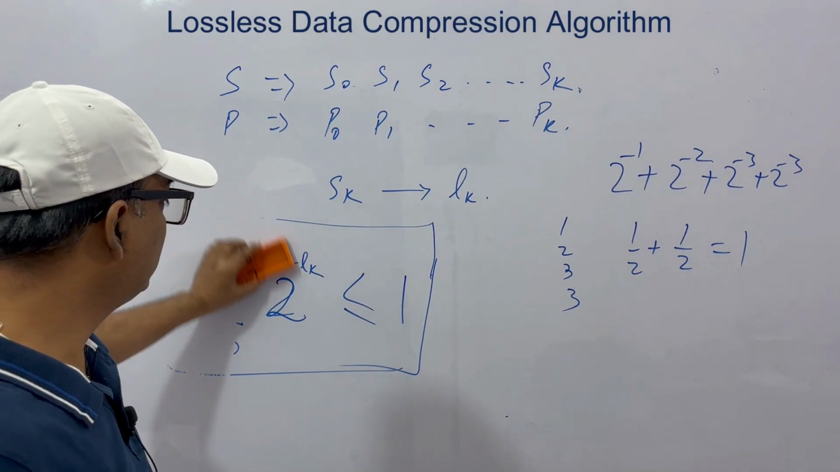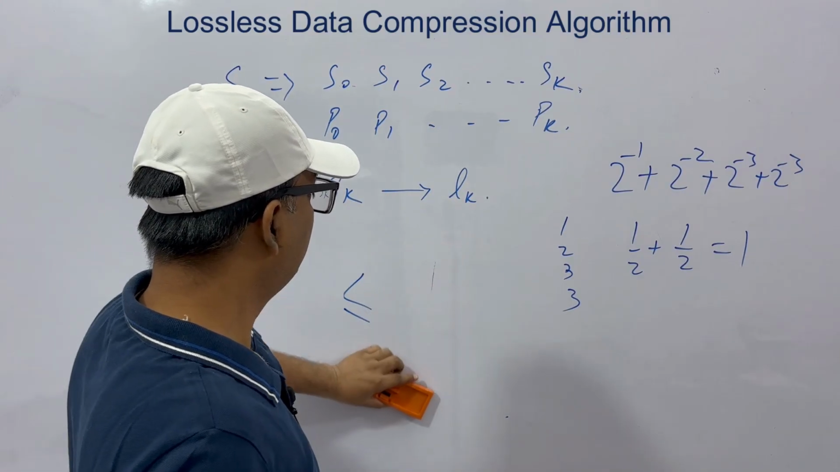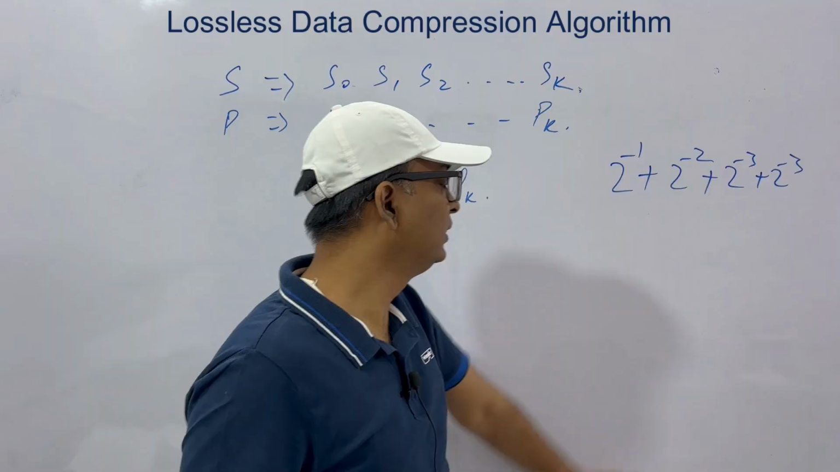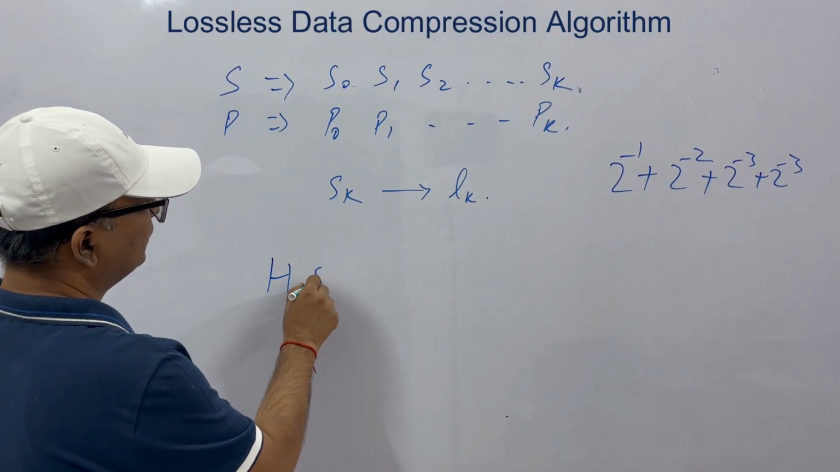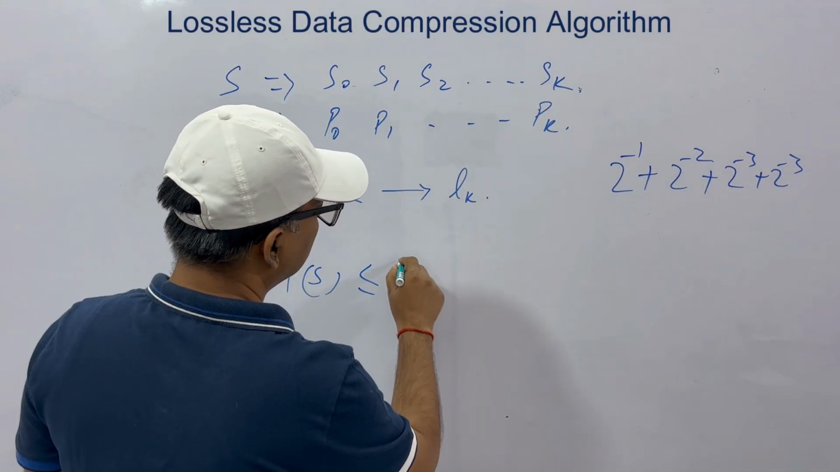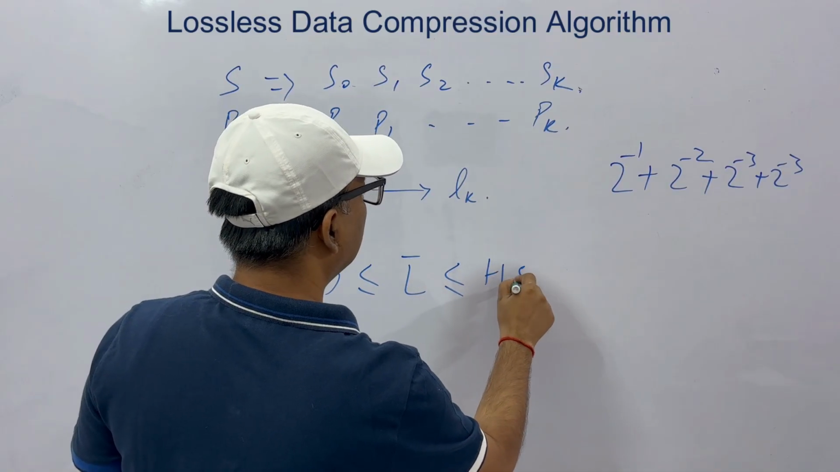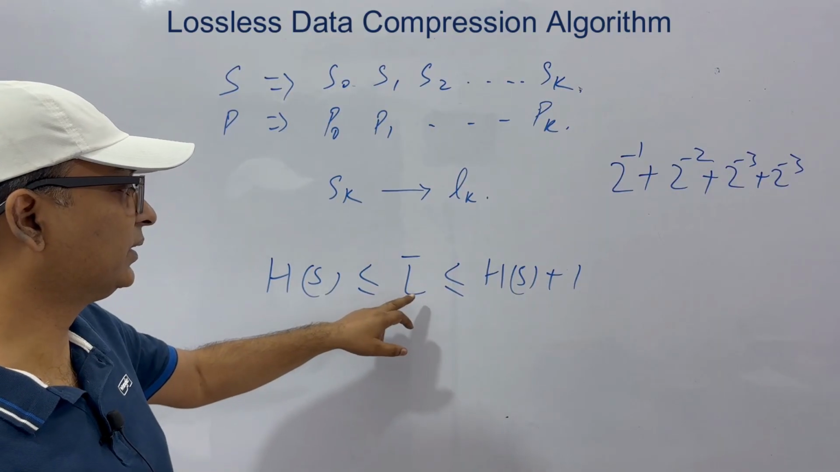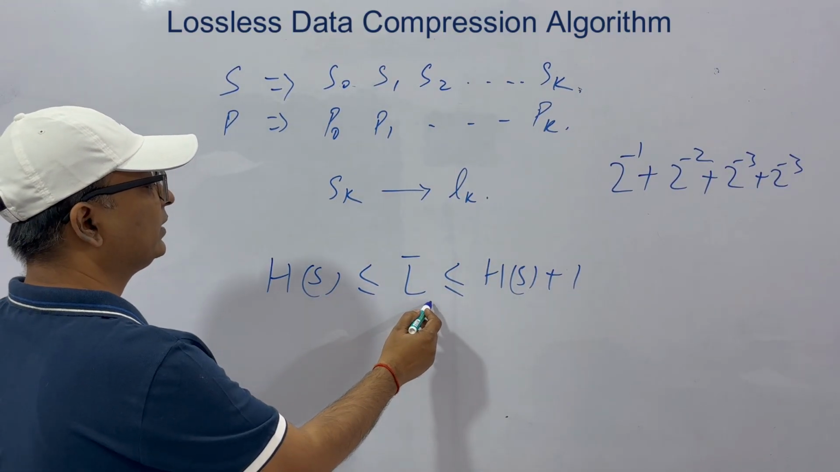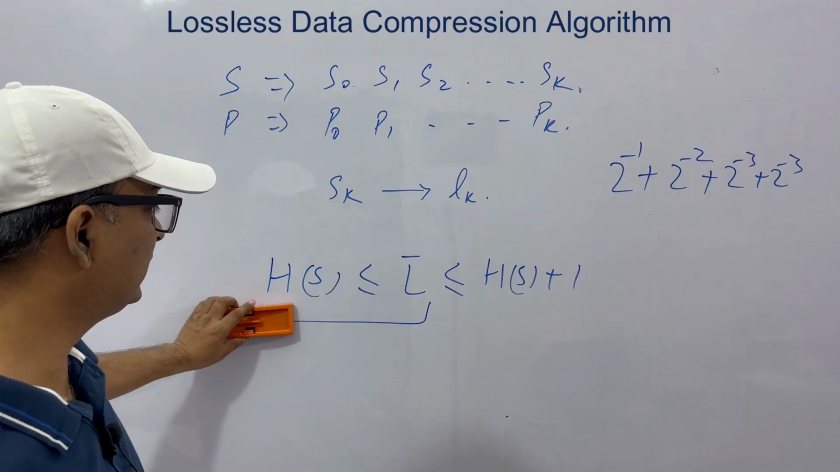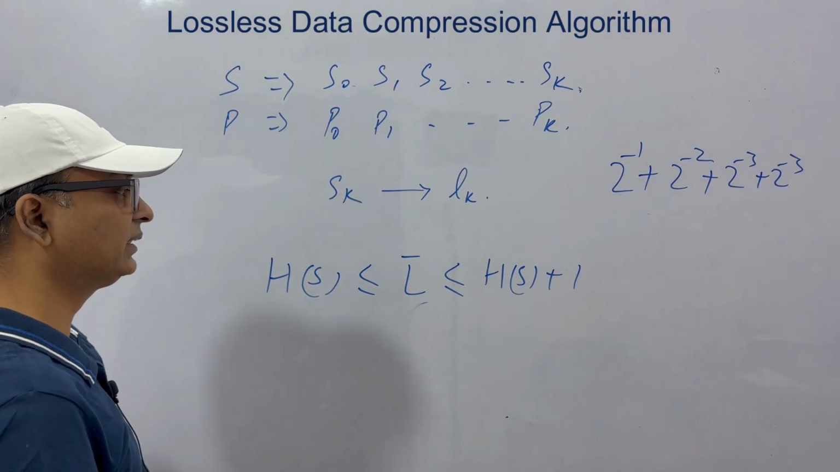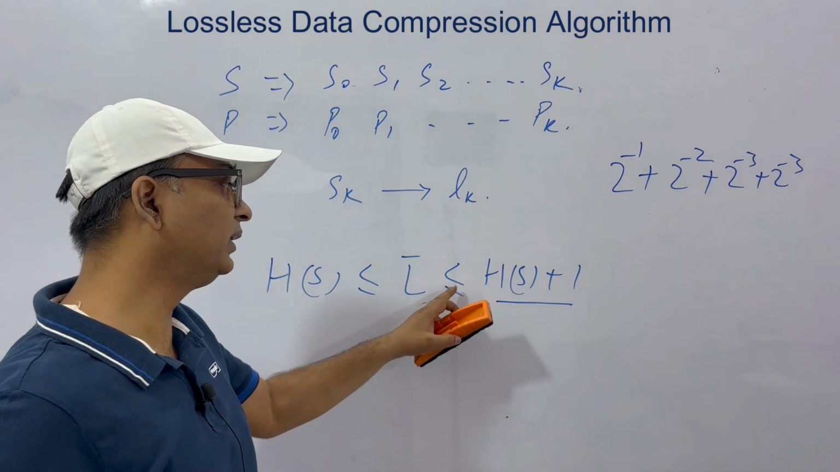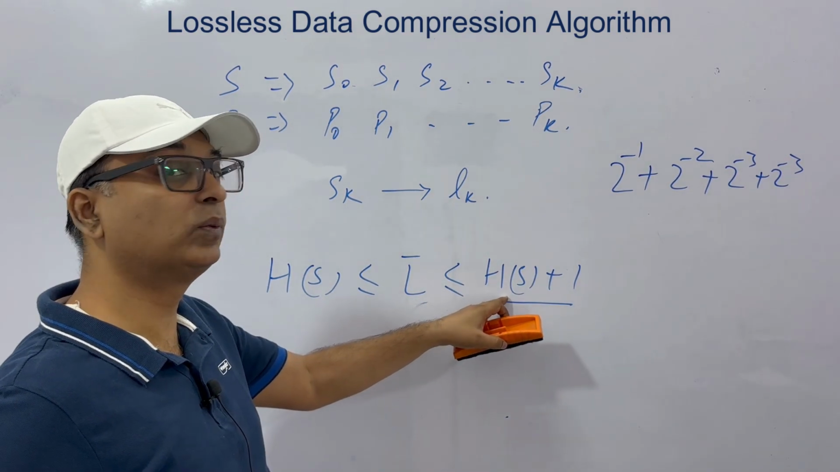So from here, if we can construct a prefix code in which the average code word length lies between Hs and Hs plus 1. That is, the first theorem was that the average code word length is greater than or equal to Hs. But if you have to put a prefix, it has to be like this, that is, the average code word length should be less than or at least equal to this.